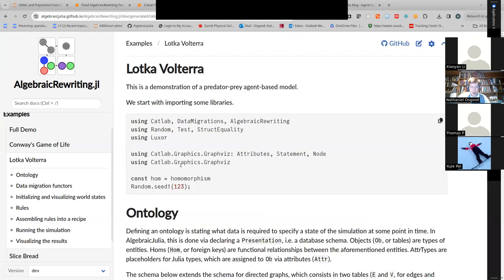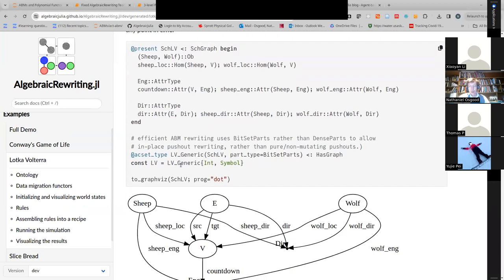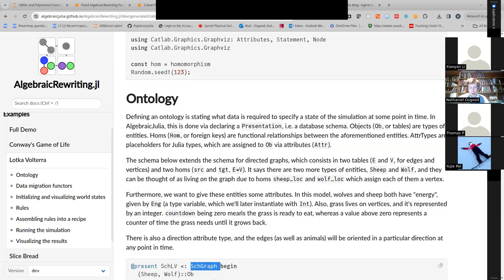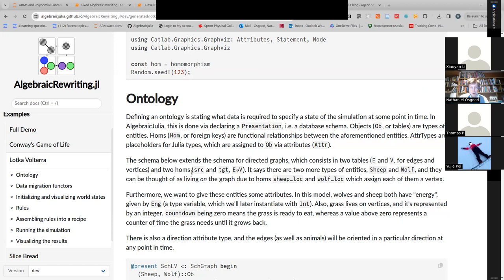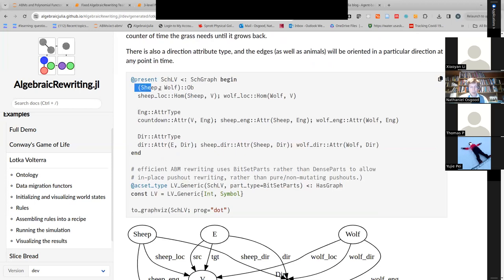And just as a reminder, we have an ontology of sorts characterized by a schema. This schema characterizes the data and some of the relationships between pieces of data for sheep, wolf, and grass. And it's based on an extension to the graph schema. So the graph schema gives us, you know, our classic graph schema. We have an object for E, an object for V, E and V, and source and target are both morphisms from E to V. We're reusing that schema. We're layering in wolves and sheep.